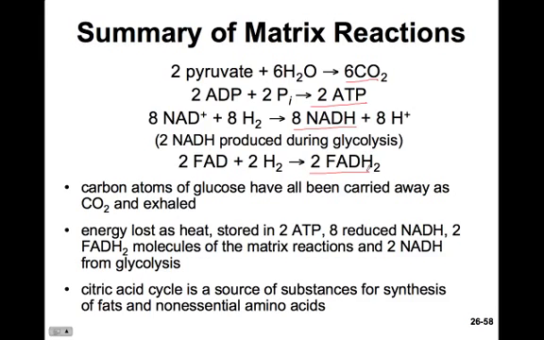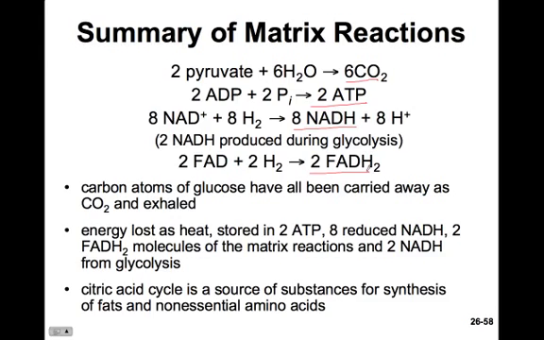We've lost some energy as heat, we've stored some in ATP that's ready to go, and then we have 8 reduced NADHs and 2 FADH2s. Now these molecules are carrying the high energy electrons and hydrogens to the electron transport chain. So right now they're the kids in the cars ready to go to prom. And then they'll come and be released and converted into ATP at the membrane reactions.